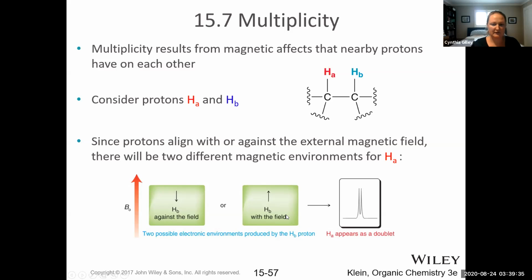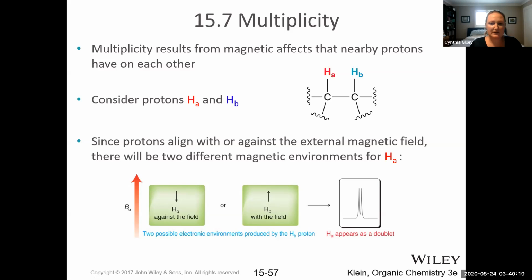The reason why I think it's confusing is because aligned against the field is drawn on the left, and aligned with the field is drawn on the right, but they should be switched. The reason for that is aligned against the field shields HA a little bit, which we know should make the peak come a little bit more to the right on the NMR spectrum, so it should be this one. Aligned with the field makes it feel an enhanced field, which de-shields it, which is responsible for the peak splitting a little bit more to the left. So I think these two imply these two, but it's actually switched. Hopefully Klein will fix that in the 4th edition of the book.